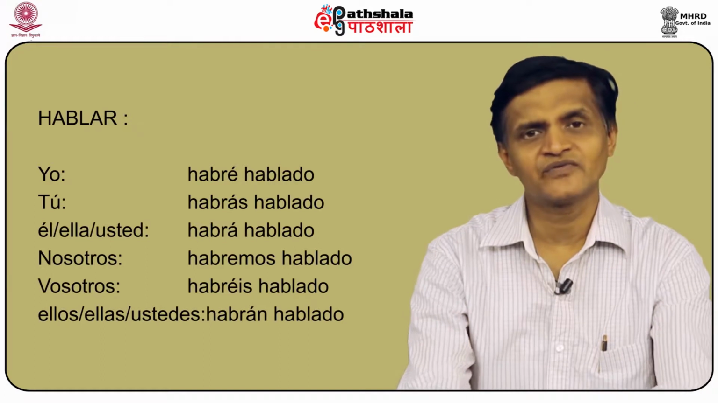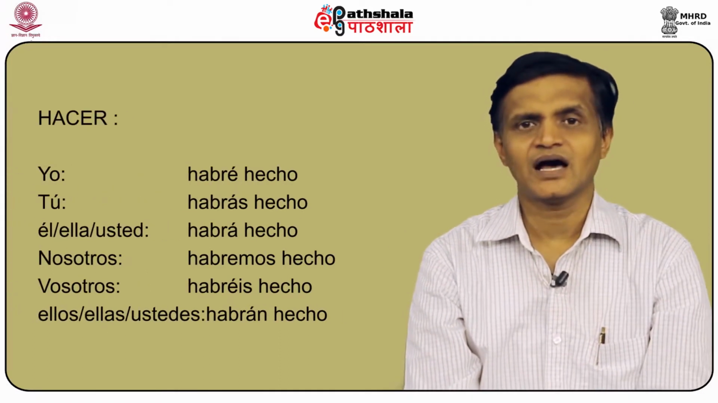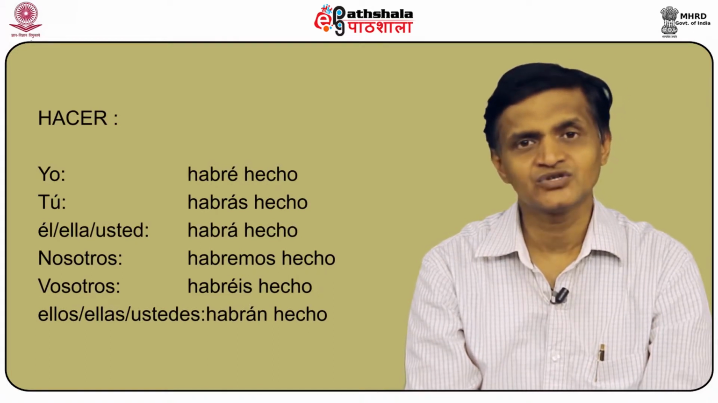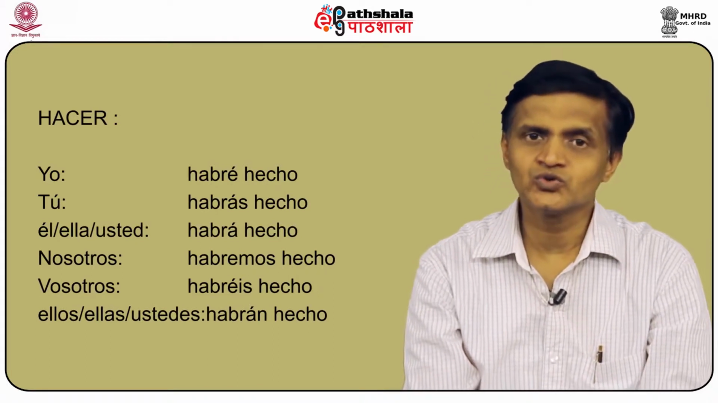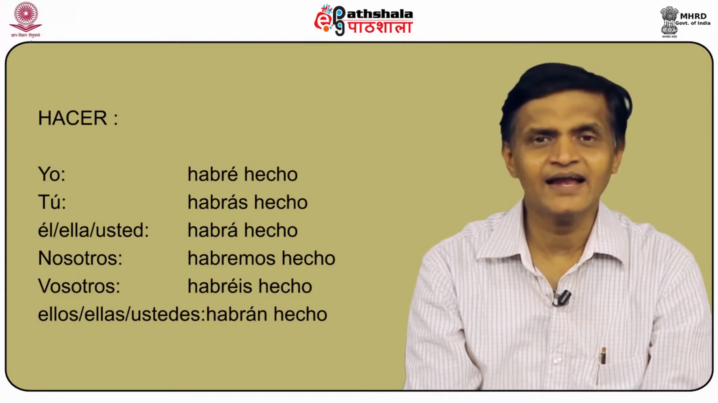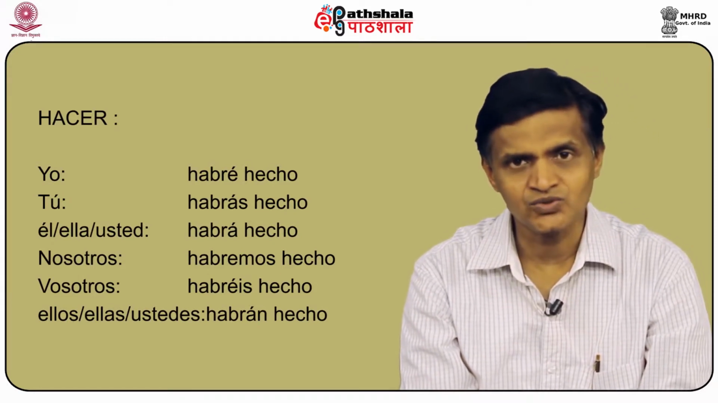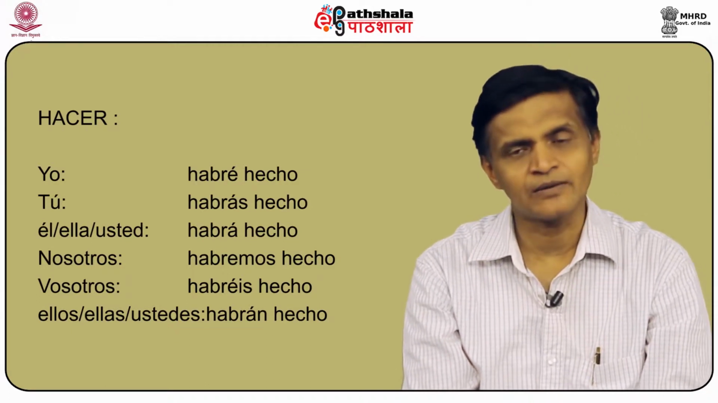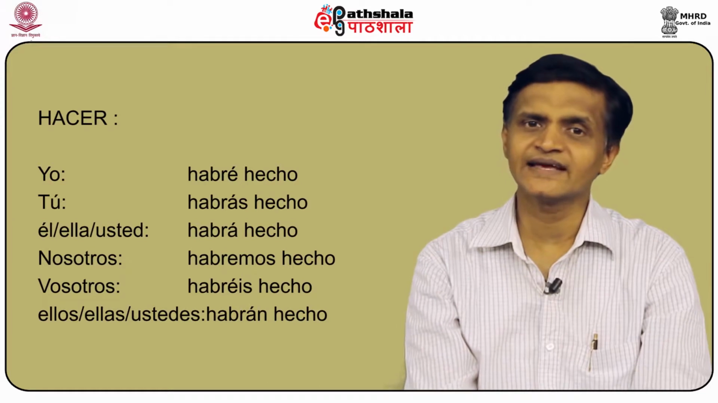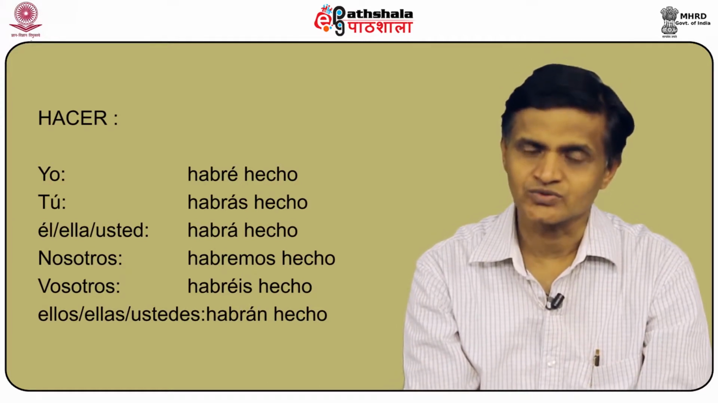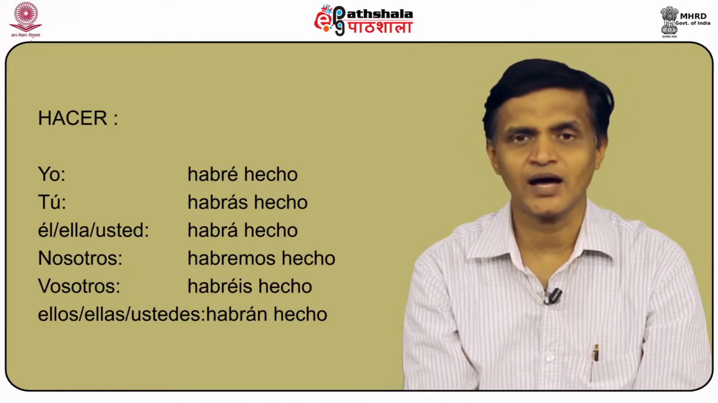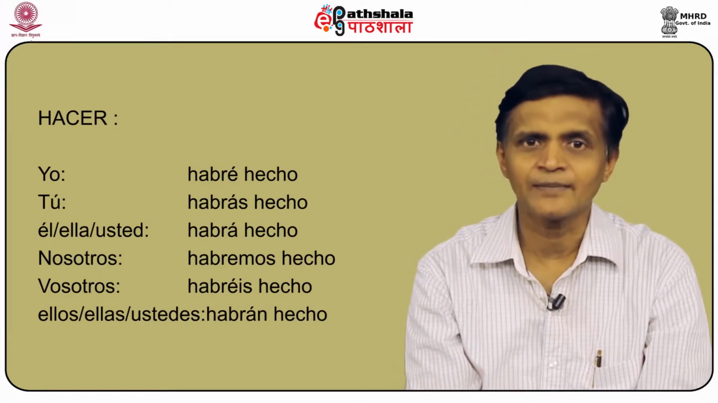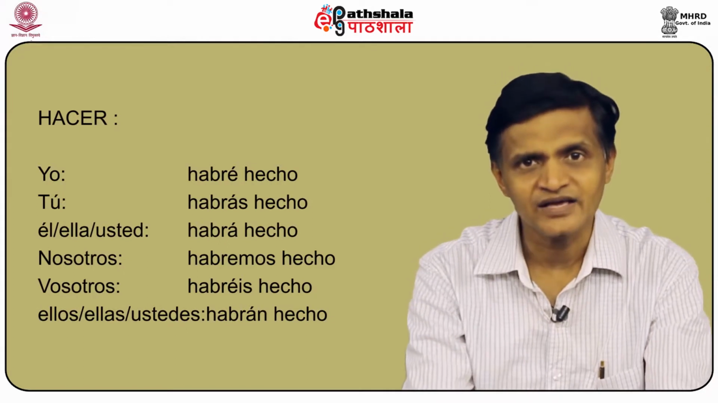So, let us pick up a verb like hacer. I will have the conjugation in the following manner for hacer. It is yo habré hecho, tú habrás hecho, él, ella, usted habrá hecho, and nosotros habremos hecho, vosotros habréis hecho, and ellos, ellas, ustedes habrán hecho. I repeat, habré hecho, habrás hecho, habrá hecho, habremos hecho, habréis hecho, and habrán hecho.